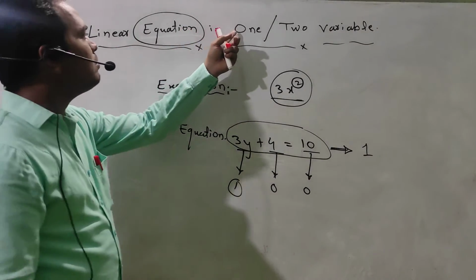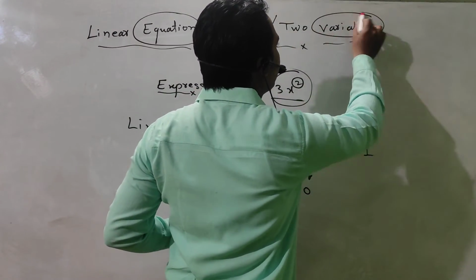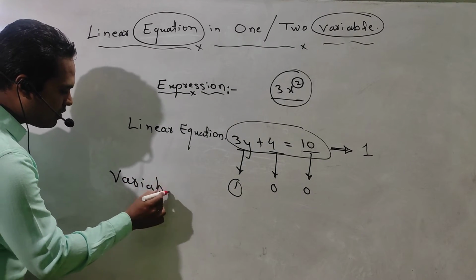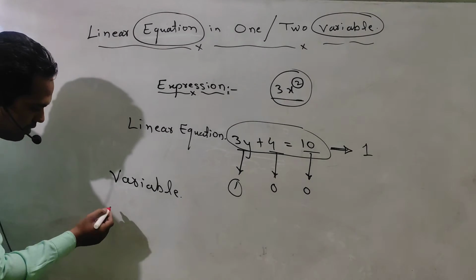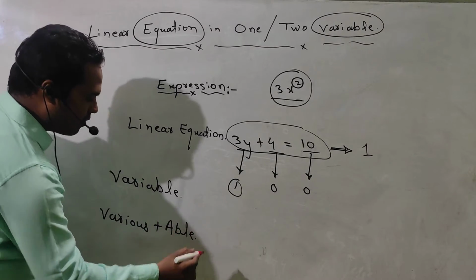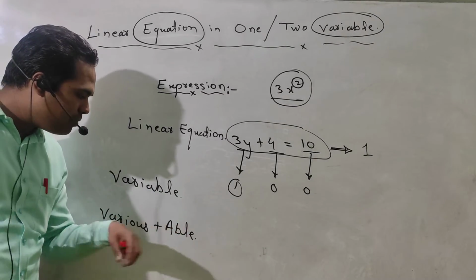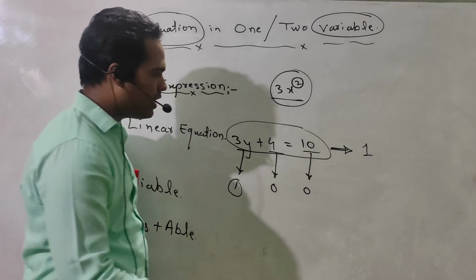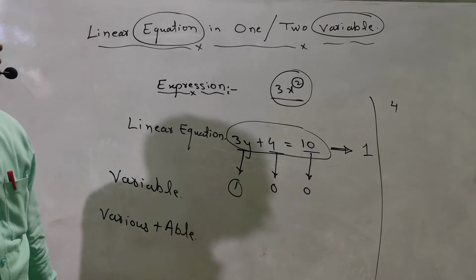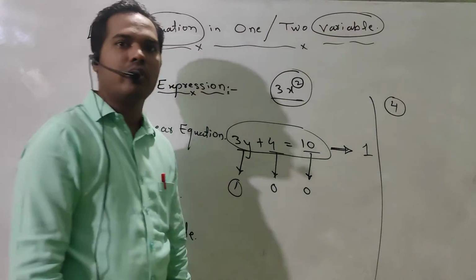Now we can see what is meant by 1 or 2. 1 means 1 only, 2 means 2 only, and what is meant by variable? See here, variable is a word which is made from "vari" plus "able". What does it mean? Various means various, and able means to become. See here, if I write a number 4 and ask you what is the value of this number, what will you say? You will say, sir, it has a value of 4 only.